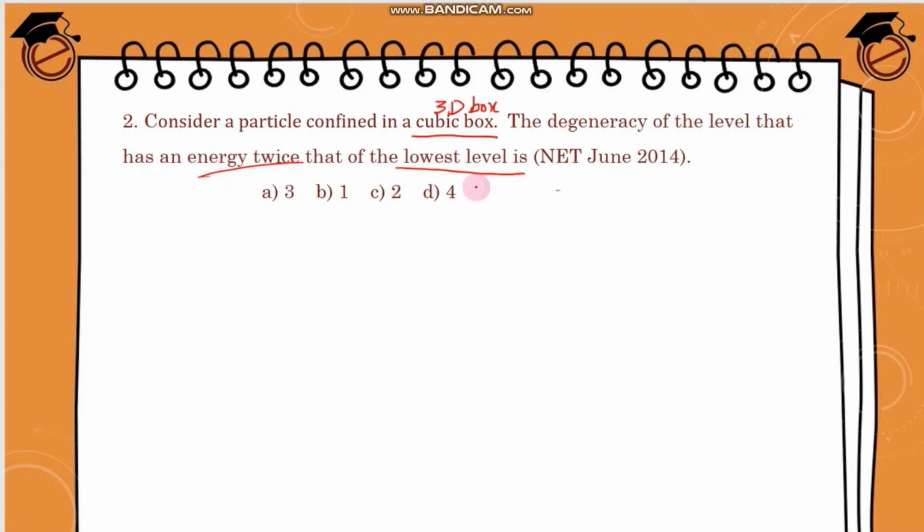For a three-dimensional box, or even a one-dimensional box, the n value should not be 0. The value of n starts from 1. For a simple harmonic oscillator, n will be 0. Okay, this you have to remember all the time. The minimum value of n for a particle in a box is 1. For a simple harmonic oscillator, the minimum value of n is 0.